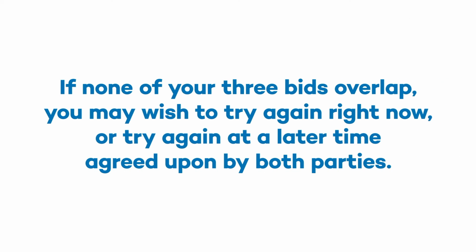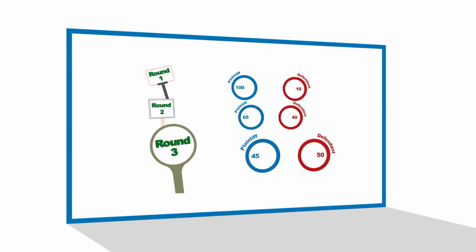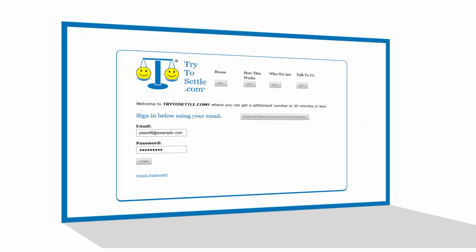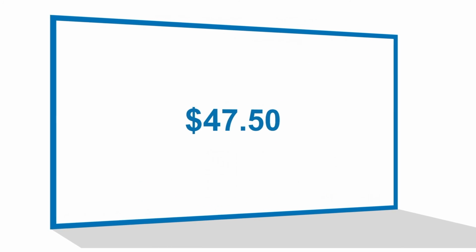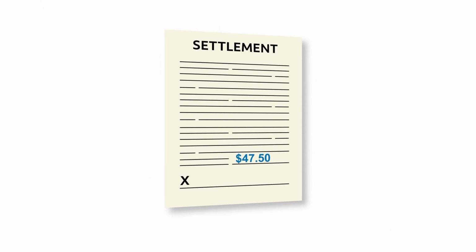If none of your 3 bids overlap, you may wish to try again right now or try again at a later time agreed upon by both parties. We hope that you agree that Try to Settle with its unique confidential bid system is a fast, easy, and inexpensive way to get to a settlement number without tipping your hand. Now you can plug the settlement number into your settlement agreement.